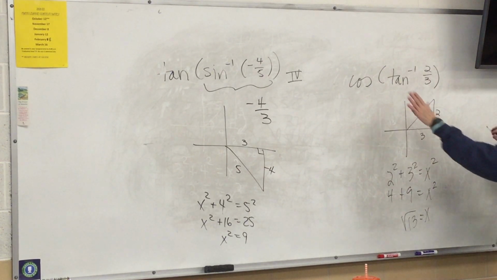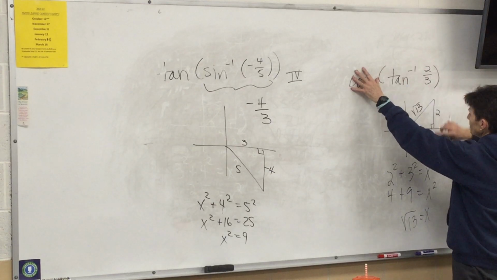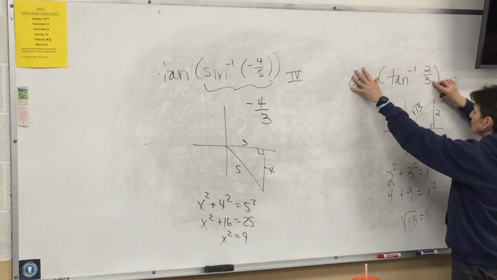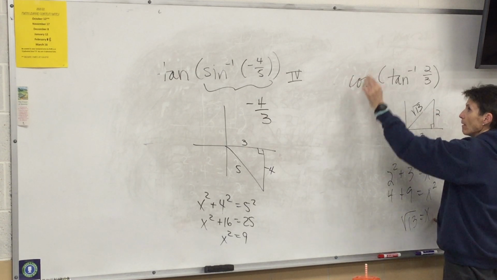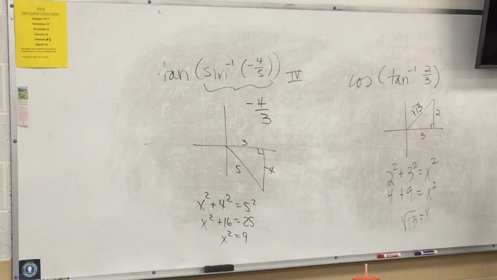So now I've drawn this. All I've done so far is this right here. I do a picture, opposite and adjacent, 2 and 3. Did the Pythagorean theorem, got root 13. Now I'm ready to answer the question, what's the cosine? Here's your angle, always at the origin. Cosine is adjacent over hypotenuse. So 3 over root 13. Or 3 root 13 over 13.